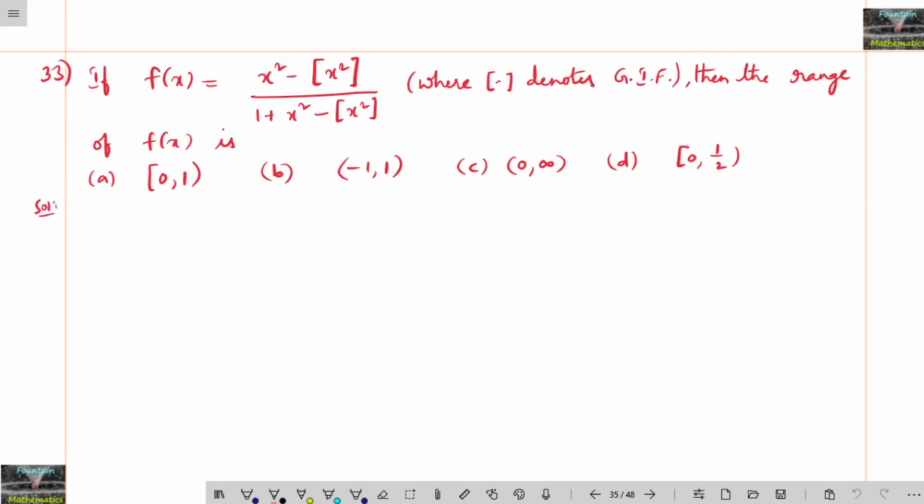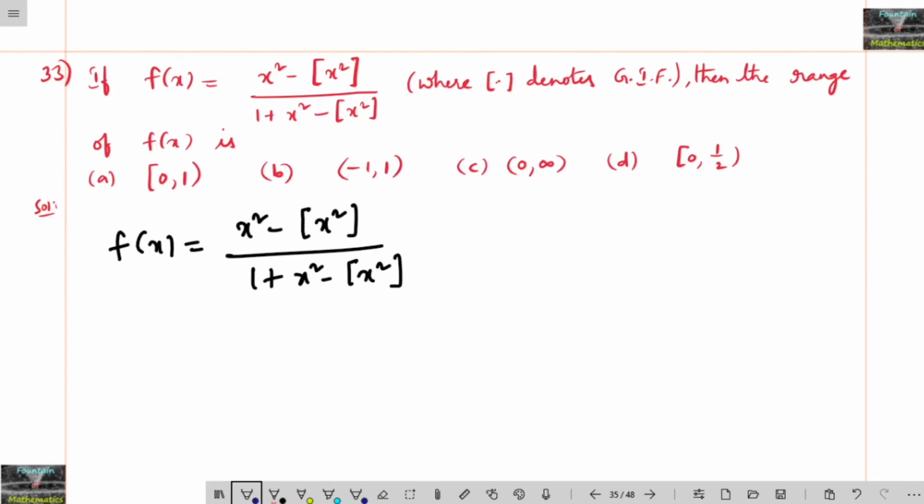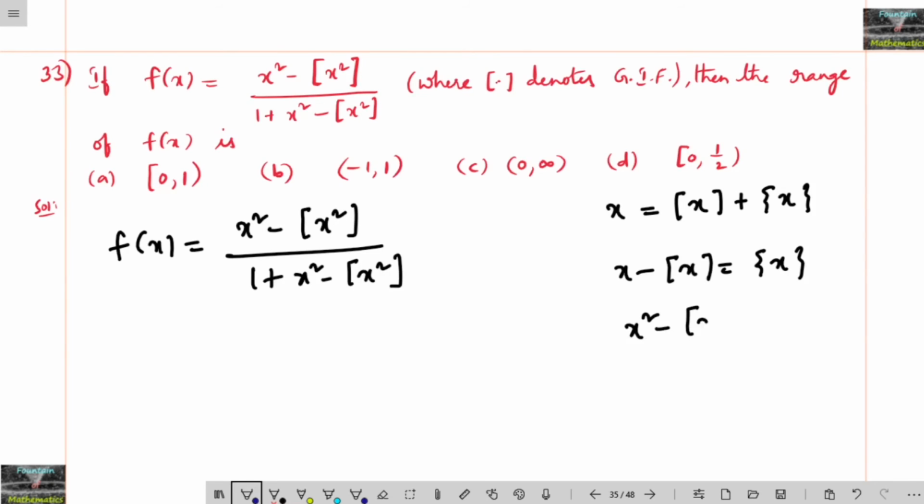If f of x is equal to (x square minus step of x square) divided by (1 plus x square minus step of x square), and given here f of x is equal to (x square minus step of x square) divided by (1 plus x square minus step of x square), and since we know that x can be written for any real number as step x plus fractional part of x, or we can write x minus step x is equal to fractional part of x, or also we can write x square minus step of x square is equal to fractional part of x square.